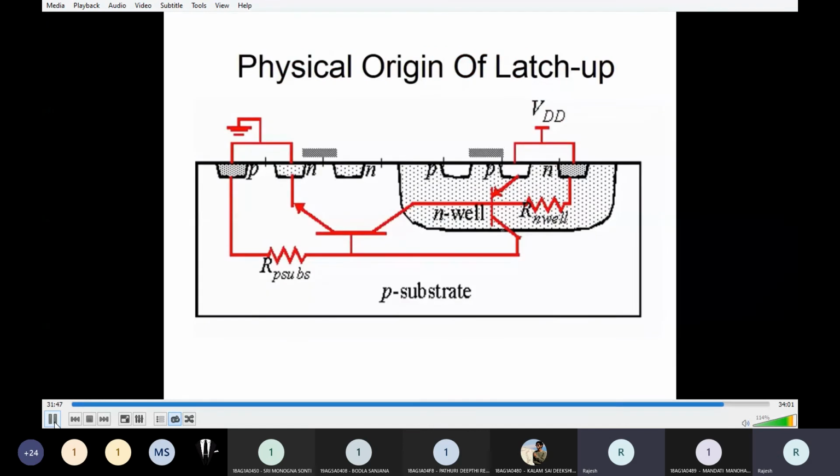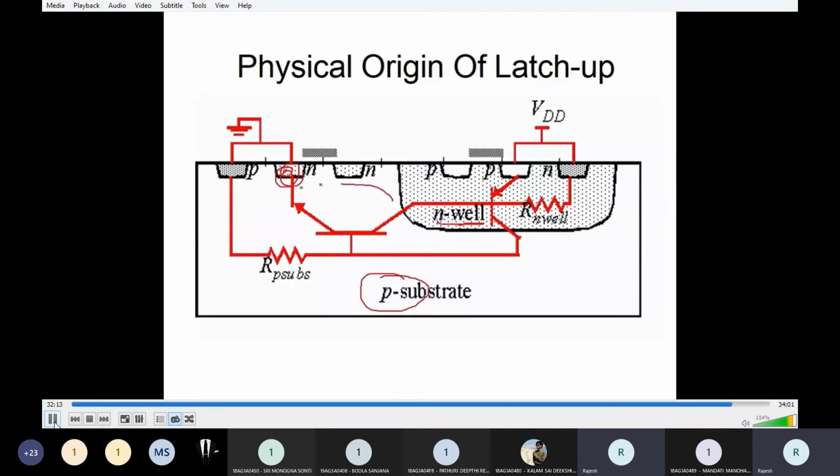So this is the structure of the N-well process. Already we have discussed the fabrication of the MOSFET. So this is the N-well process. Here this is N type, this is P type, and again here it is N type. So now this structure forms an NPN transistor.